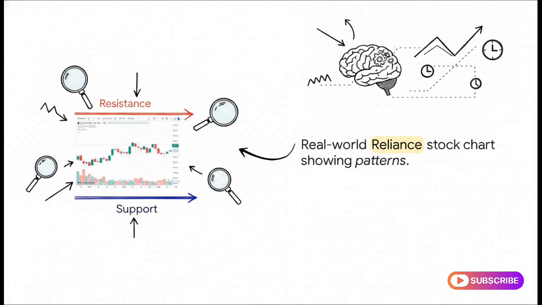Think of this as a floor where buyers step in because the stock looks cheap, which bounces the price back up. Conversely, resistance acts as a ceiling. It's a psychological price point where investors start cashing out, creating selling pressure that pushes the price back down. Recognizing these floors and ceilings is absolutely critical for timing the market.